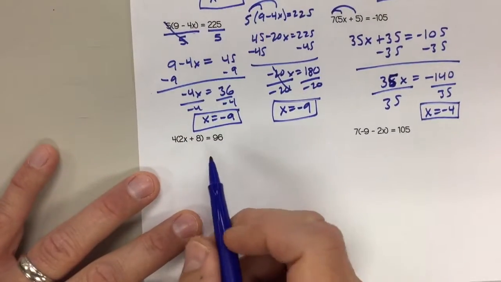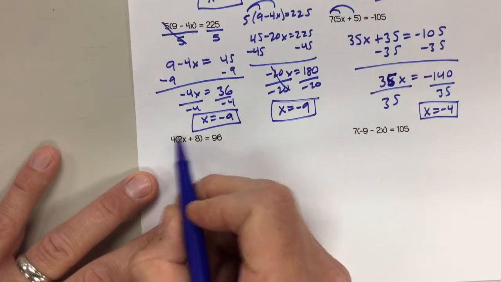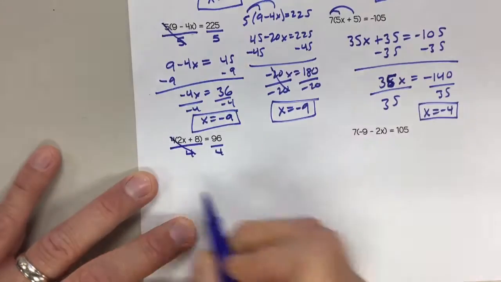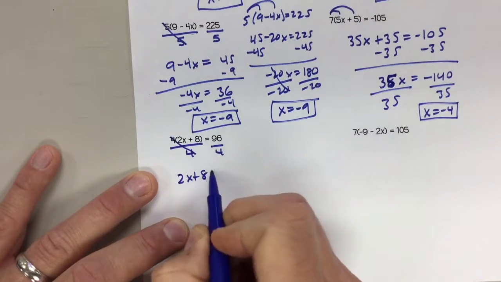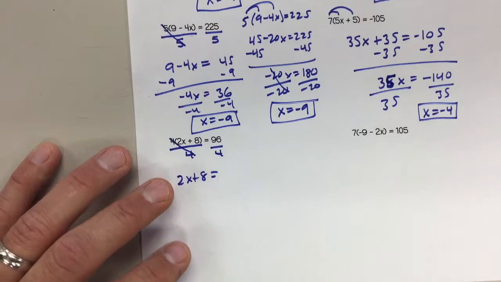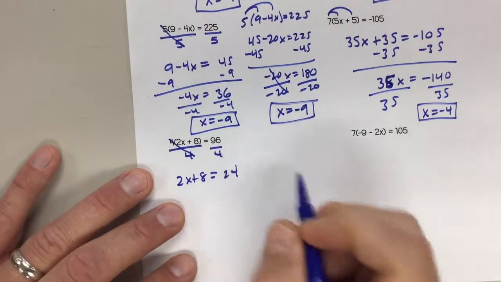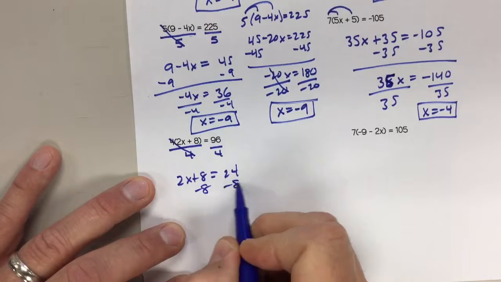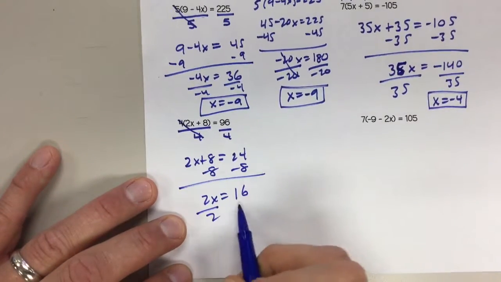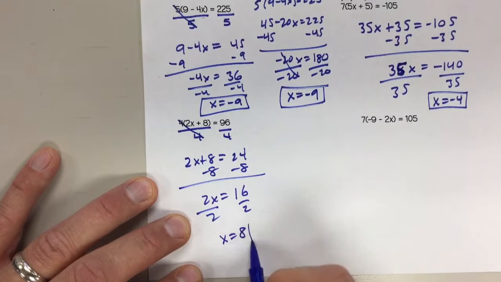I'll do this one using the division method, where instead of distributing the 4, I'm going to divide both sides by 4. So I get 2x plus 8 equals 96 divided by 4 is 24. Then I could subtract 8 from both sides, giving me 16. Divide by 2 on both sides gives me 8.